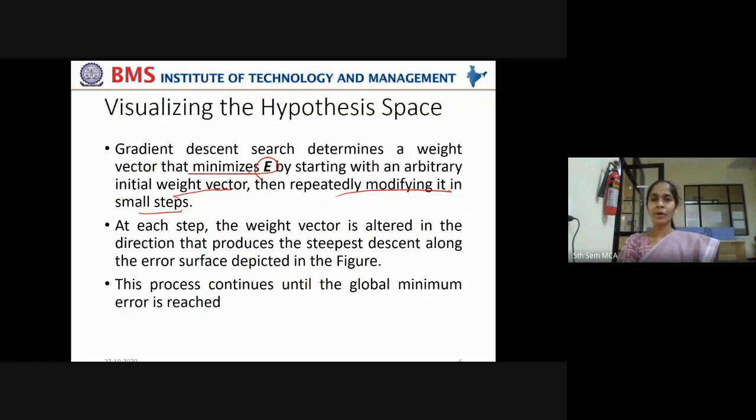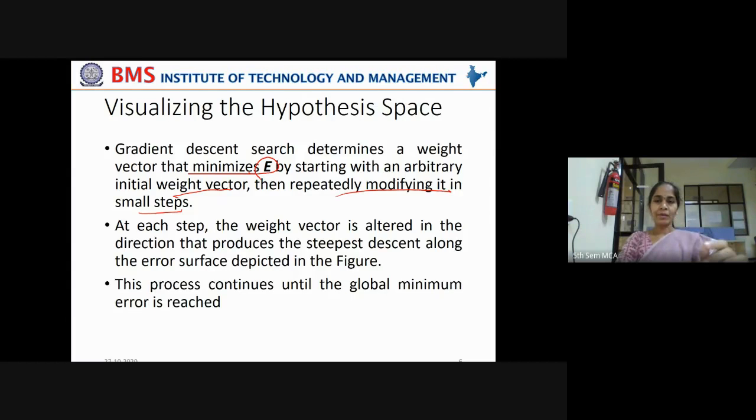Okay, I gave you a very clear example of learning rate in the morning class. Repeatedly modifying it in small steps. It has to take small steps, modify it and again check, modify it, again check, modify the weights. If it makes larger modifications, it may cross over to the other side and miss the ideal target function.